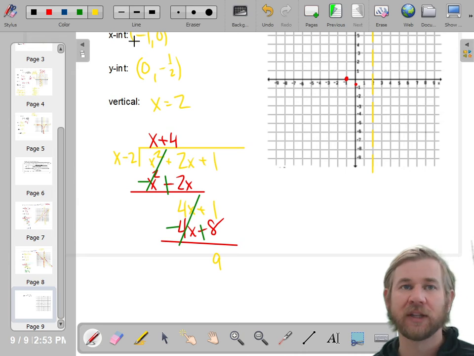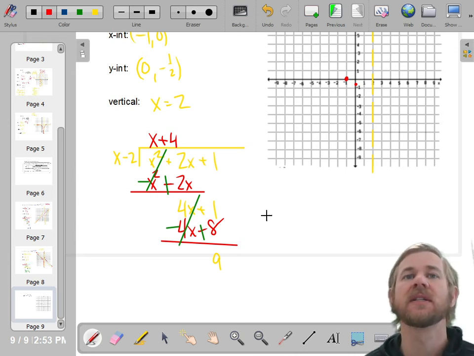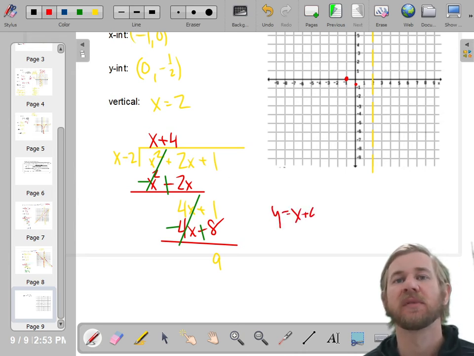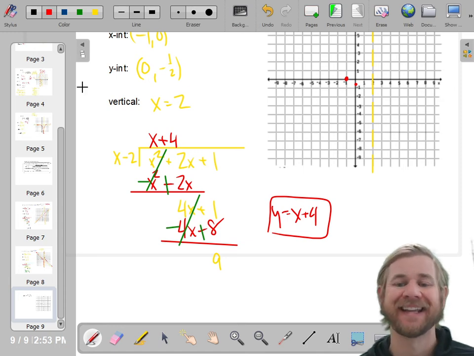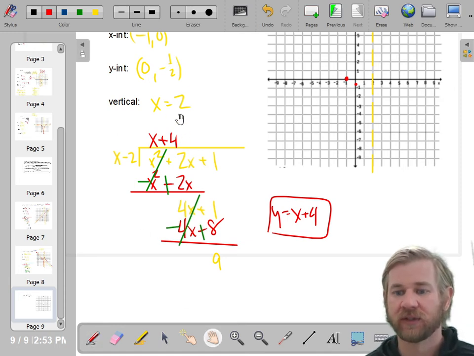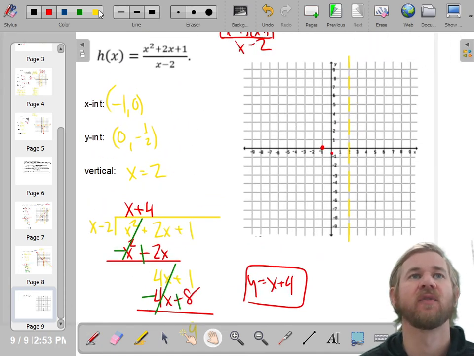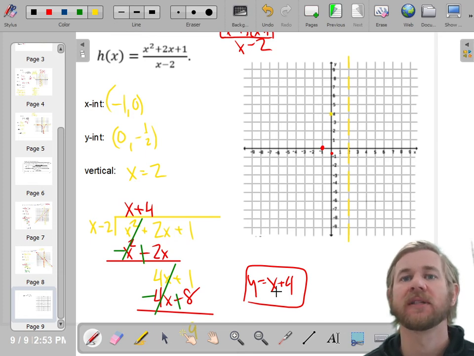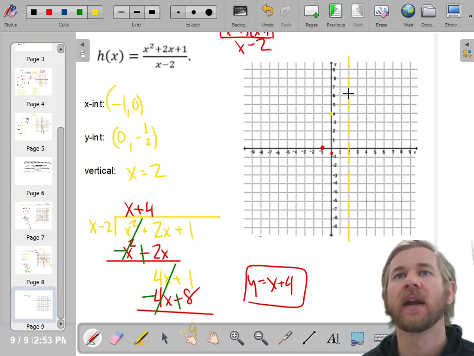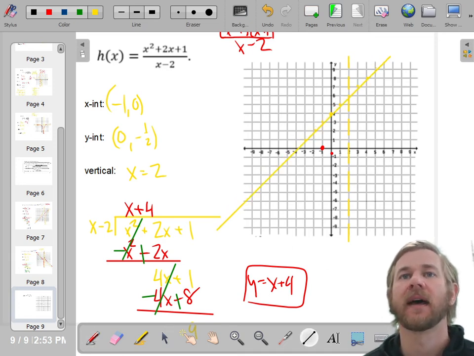But again, I don't really care about the remainder. I care about this, my quotient. Y equals x plus 4. That is the equation of my slant asymptote. So I will start at the y-intercept 4, and I will count my slope, which is 1, so up 1 over 1, and I will draw a bunch of dots to help me draw this slant asymptote accurately. And I get something like that. Pretty good.